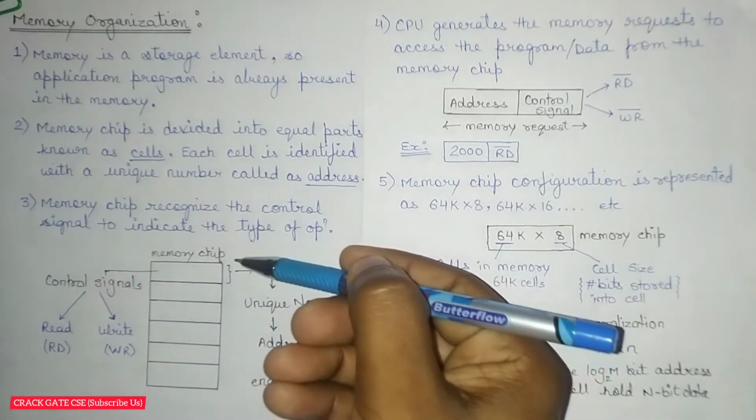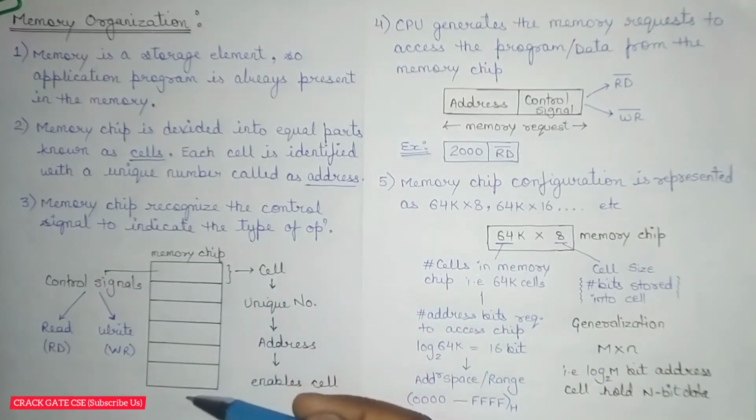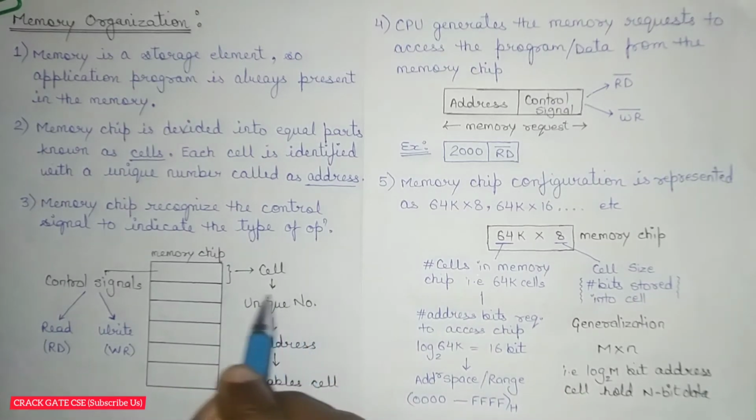So here we have a unique number for each cell, so that we can identify in which particular cell the value is stored, or from which particular cell we have to read or store the data. So each cell has a unique number. That unique number is known as the address, and using that address we can enable that particular cell.